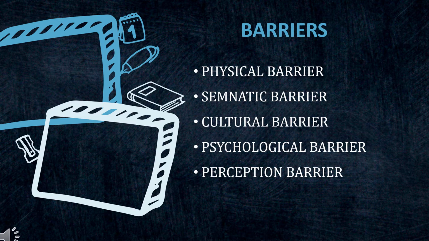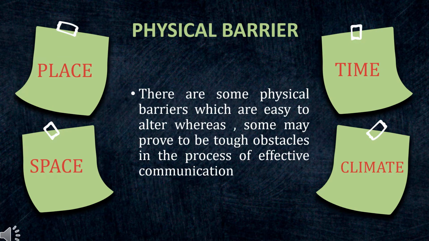So, barriers to communication range from the simple distracting noise to the most complex psychological factors. There are five types of barrier. First is the physical barrier, then the semiotic barrier, cultural barrier, psychological barrier, and perception barrier. First, we see about the physical barrier.